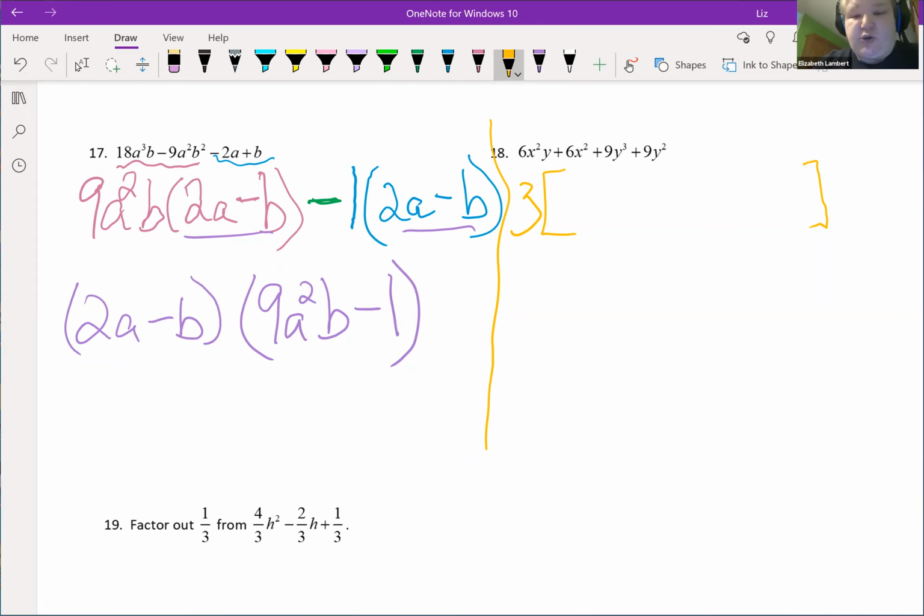So sometimes I circle it and I draw a squiggly arrow and then I write it at the bottom of my work to be like, don't forget, you should see a 3. All right, so when we factor that 3 out, this is now 2x squared y plus 2x squared plus 3y cubed plus 3y squared. Ooh, smaller numbers. And again, 3 bracket.